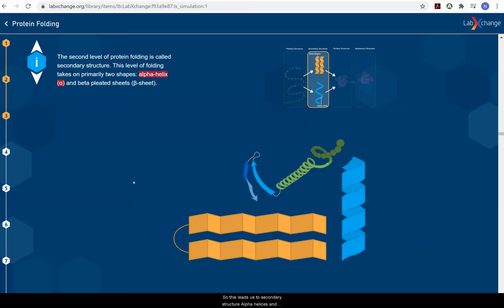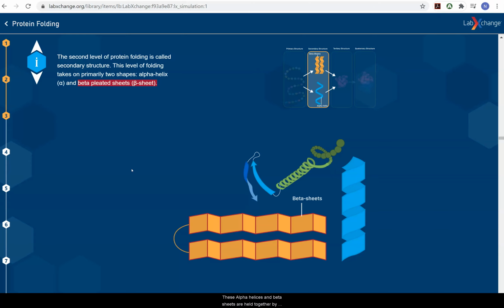So this leads us to secondary structure. Alpha helices and beta sheets make up secondary structure. And within these alpha helices and beta sheets, the primary structure amino acids extend from the N to C terminus. The shape of these, or how the alpha helices and beta sheets fold, is dependent entirely on the sort of three-dimensional shape of the amino acids that participate in it.